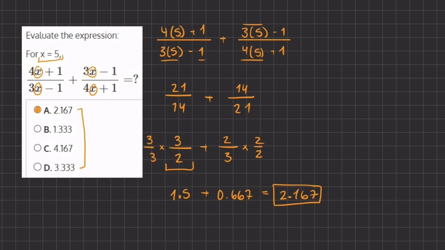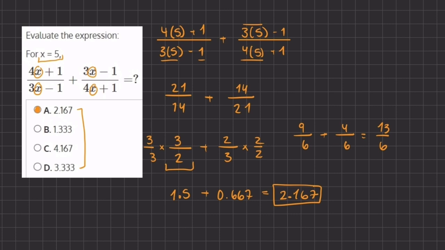We have 3 times 3, which is 9, divided by our denominator 6, plus 2 times 2, which is 4, divided by our denominator of 6. So now when we add these two fractions together, we just need to add the numerators, which is 9 plus 4, which gives us 13, divided by 6. Now we need to turn this fraction into a mixed number and then a decimal.